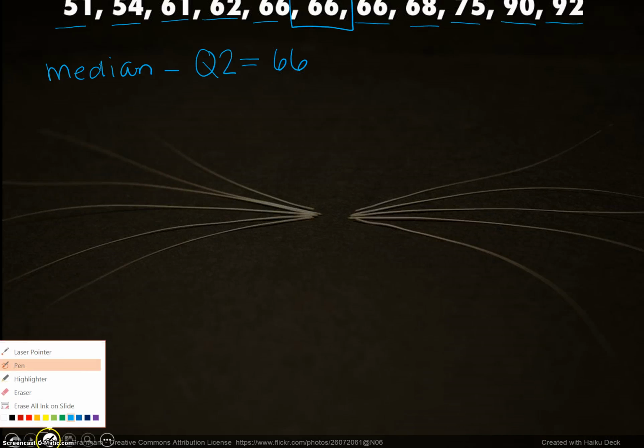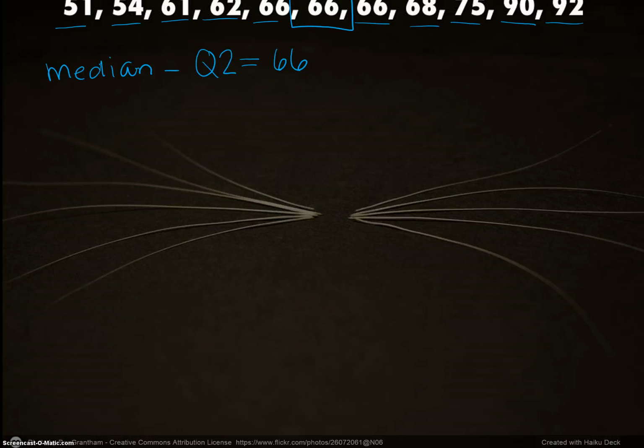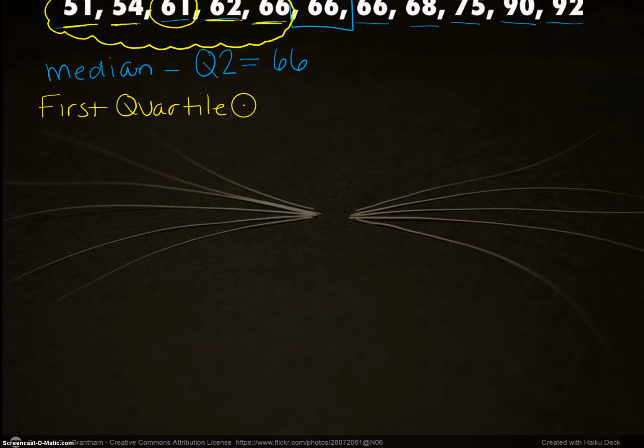Then what I'm going to do is look at the left half of my data from that median. I don't include it. I look at the left half, and then I want to find the middle of that set of data. So I go to the middle. I only have 1 in the middle because there's 5 points. And this is known as my first quartile. It's abbreviated as Q1, and that's equal to 61.